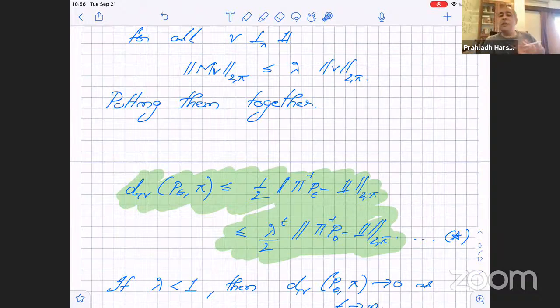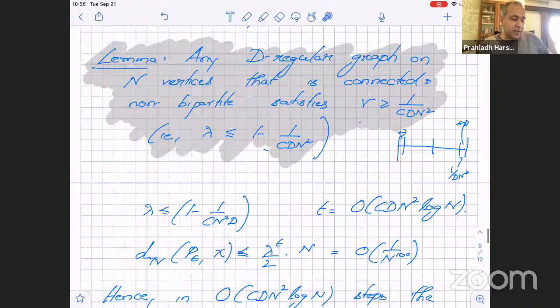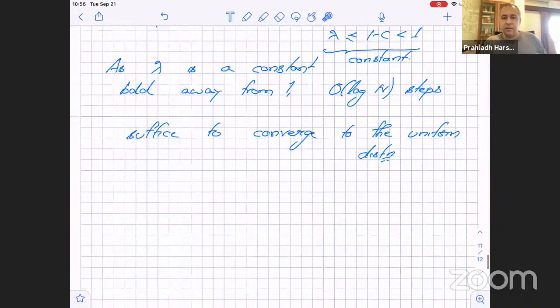So logarithmically many steps are sufficient to converge to the uniform distribution in the expander. But for a general graph, it might be the case that you require polynomially many steps to converge to the uniform distribution, for a general graph which is d-regular, connected, and non-bipartite. And notice this log n is almost tight if you don't care about constants.